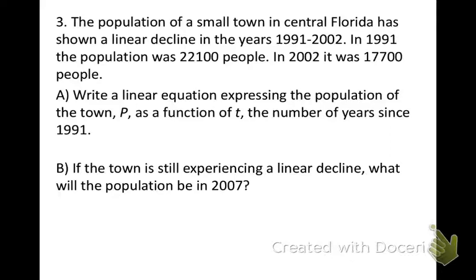Okay, so a couple important things to note here. We are going to be looking for P of T. So P of T is what we're using in place of y. That also means, though, that our variable is not going to be x, it's going to be T. Okay, so right here in that first part A, it actually tells us that we're going to let P equal our population, and we're going to let T equal our number of years since 1991.